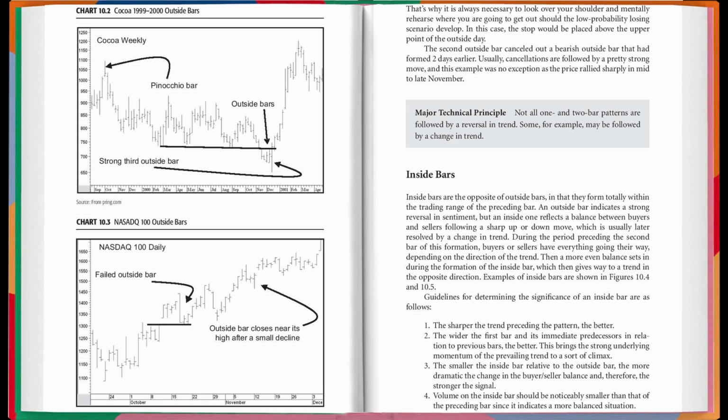In this case, the stop would be placed above the upper point of the outside day. The second outside bar canceled out a bearish outside bar that had formed 2 days earlier. Usually, cancellations are followed by a pretty strong move, and this example was no exception as the price rallied sharply in mid to late November.